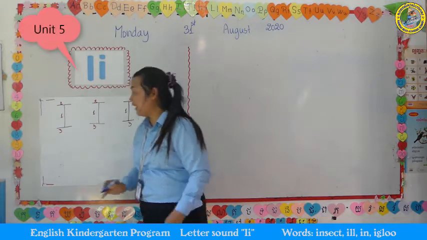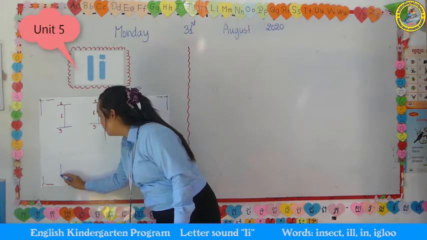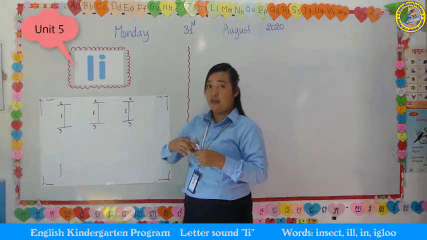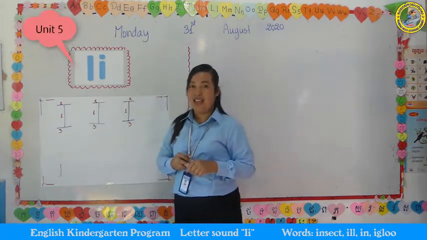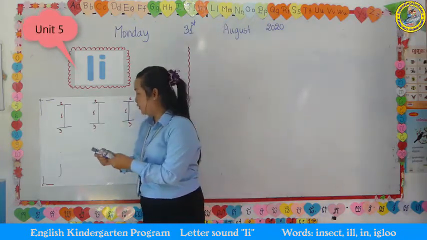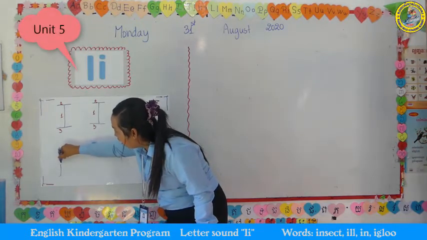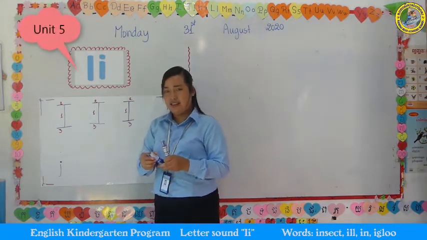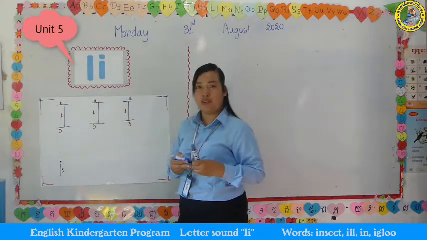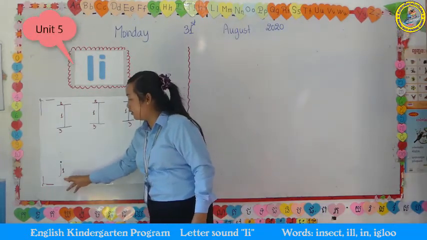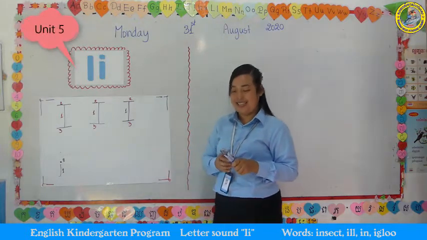We don't start at the top. We start at the middle. We make a line from the middle to the bottom. And then we go to the middle and put the dot. Can you see? Yeah, the first, number one, we make a line from the middle to the bottom. And the second, the dot.